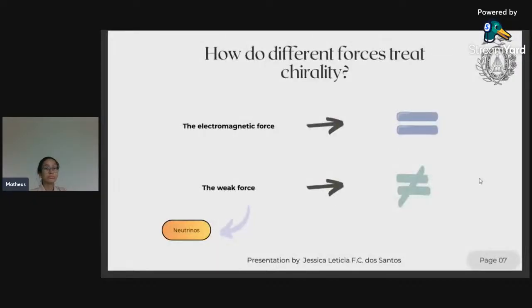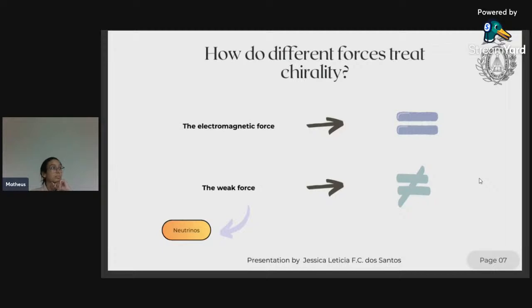And the Z boson decays into neutrinos? Yes, it does decay. She shouldn't be referring to neutrinos specifically, because the idea is how the different forces treat chirality. So in the electromagnetic force, the chirality term, the coupling, is the same for both chiralities. But in the weak force, especially in the charged current. I think that's the point she should bring in. She doesn't know the charged current yet.